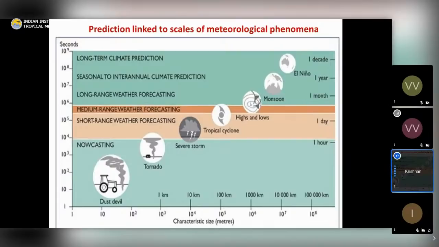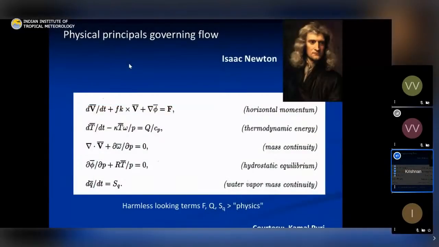The monsoons come in the long range and seasonal forecasting. The El Nino comes in the seasonal to interannual prediction, and the long-term climate prediction is where climate change basically comes in. So we have to understand that these phenomena are linked to different space and time scales. And so when we use these models, the physical principles governing the flow go back to the works of Newton: the momentum equation, Newton's laws of motion, describing the rate of change of momentum when force is applied, the energy equation, what is known as the thermodynamic energy equation, and the conservation of mass, known as the mass continuity equation.